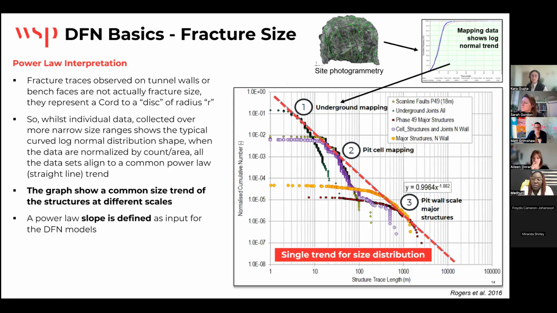And if you normalize them against their counting area, they'll align to a common power law trend, and this then describes a single size distribution of multiple structures at different scales. And that slope is then our defined input to the DFN.